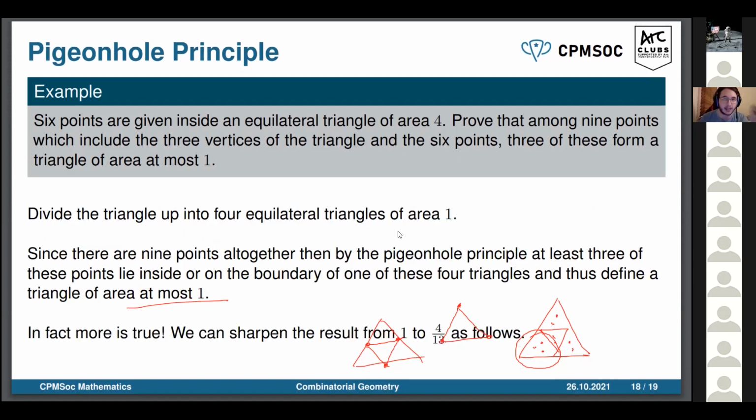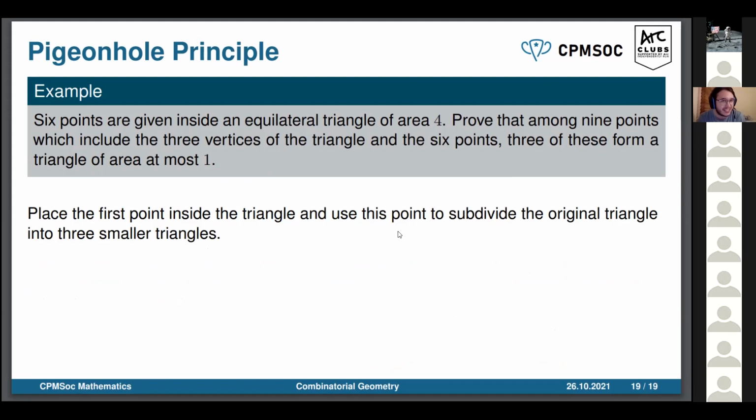But we can actually sharpen this a little bit if we do a little bit of extra work, right? So we can sharpen the result from area of at most 1 to area of at most 4/13. And to do that, it's a slightly induction-like argument. So to do this, we use some information about the points themselves. Instead of subdividing the triangle, we subdivide it based on each of the points.